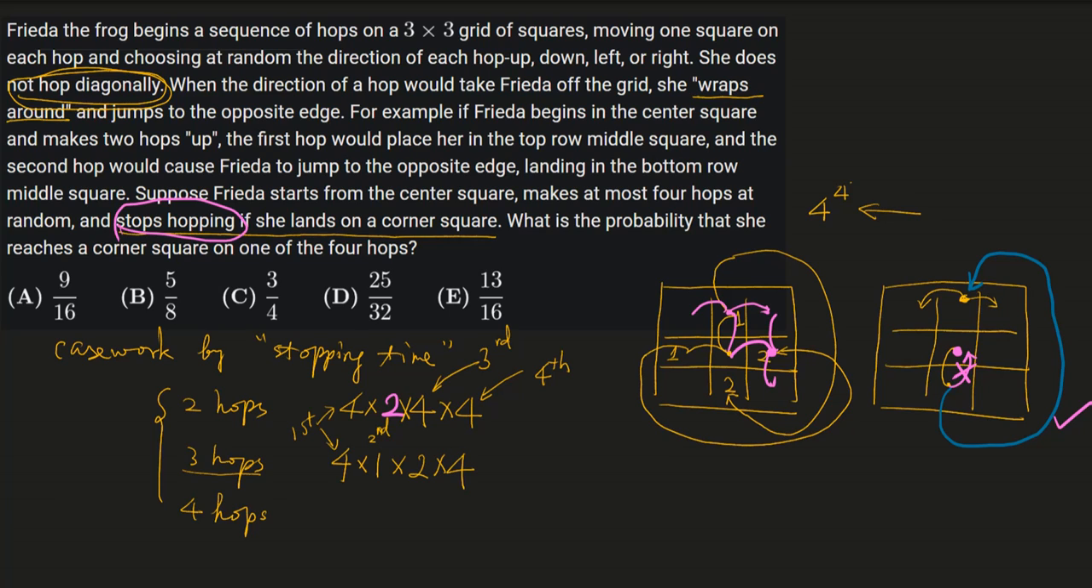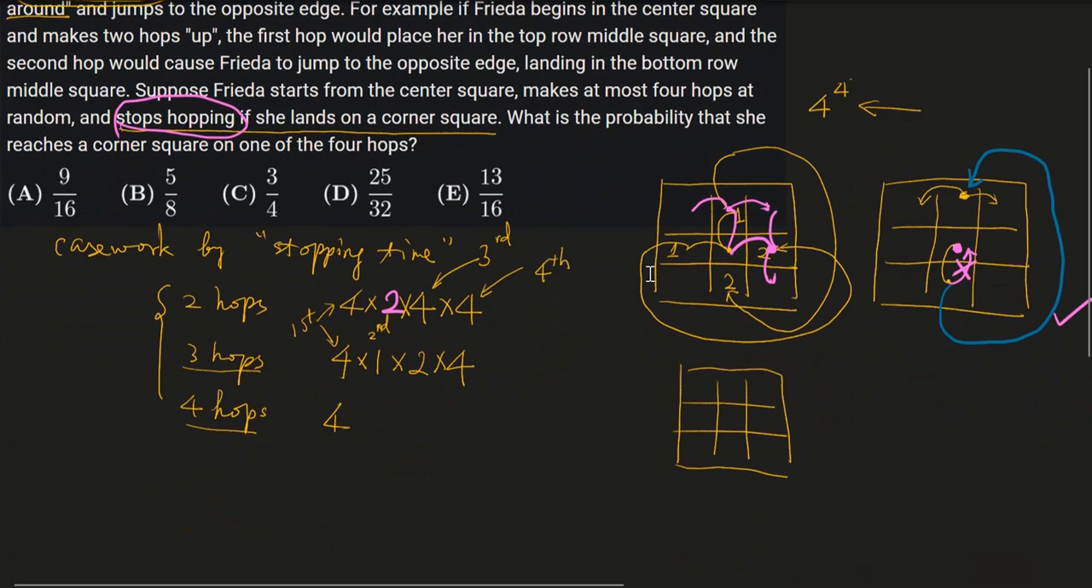Good. Now let's look at the last case. We need a new grid in here, so I'll draw a new grid. As always, for the first hop, she can go any directions, right? I'll scroll down a little bit. She can go any directions. And by symmetry, let's assume that she goes to the left and lands in here.